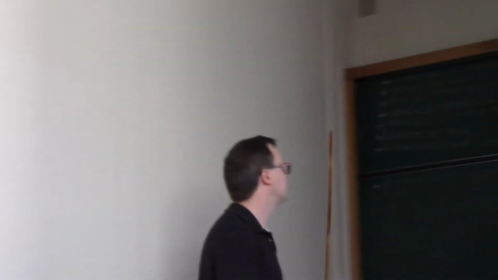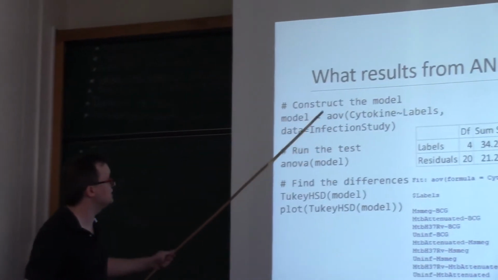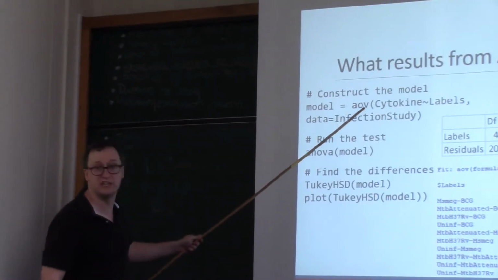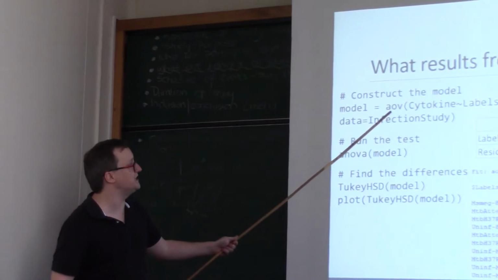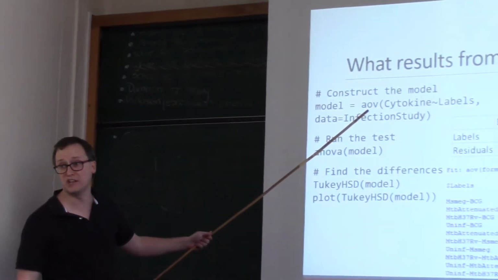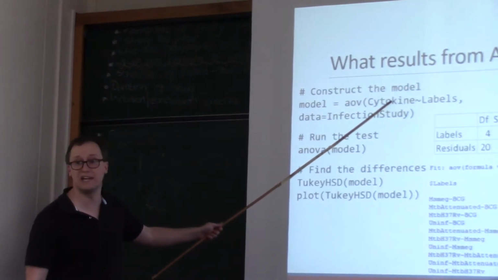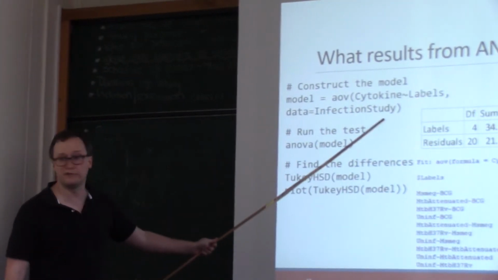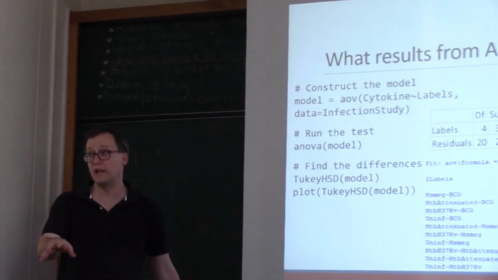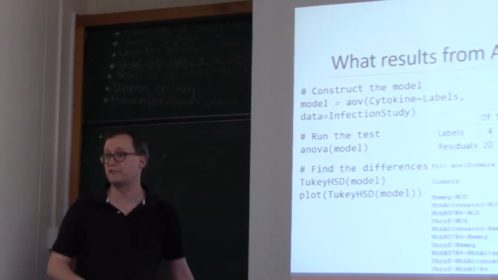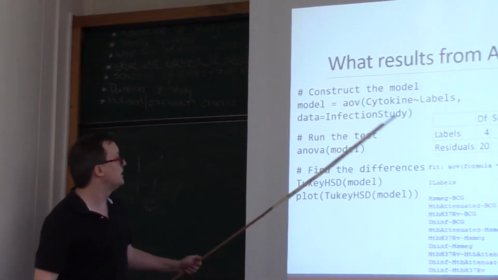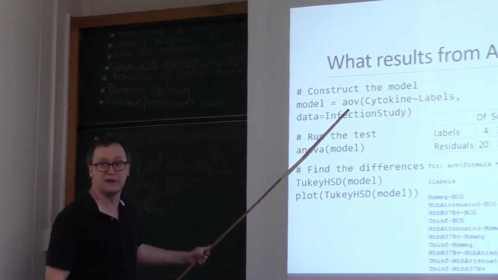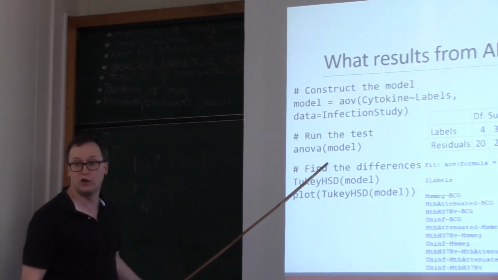So these are some data I mocked up. What do we get when we run ANOVA on this and Tukey? So I'm going to do my ANOVA in 2 stages. I'm going to create an analysis of variance object in which the cytokine level is a function of the label. The data are drawn from infection study. This is exactly the code I ran, so you should be able to just enter this right off the slide and get exactly the same result. So I've created an analysis of variance object, and then I ran ANOVA on it.